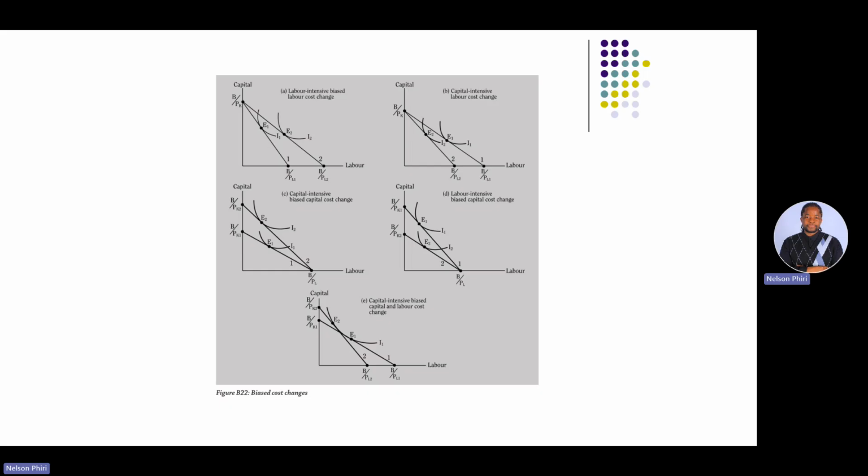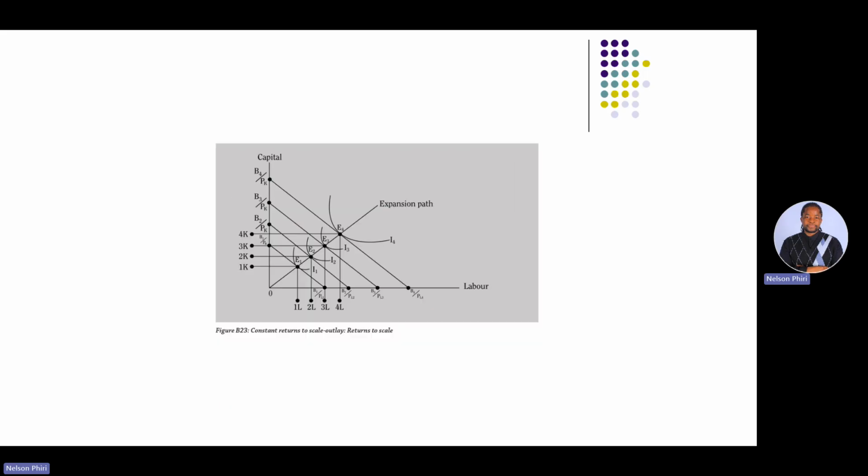Then we have your final one, which is E, where labor becomes expensive, maybe because of union negotiation. And simultaneously, we have a decrease in the cost of capital, maybe because we have technologies that have made the cost of production quite cheaper. So you have that simultaneous change there. So these are nice analyses. You do them when you're analyzing your graphs.